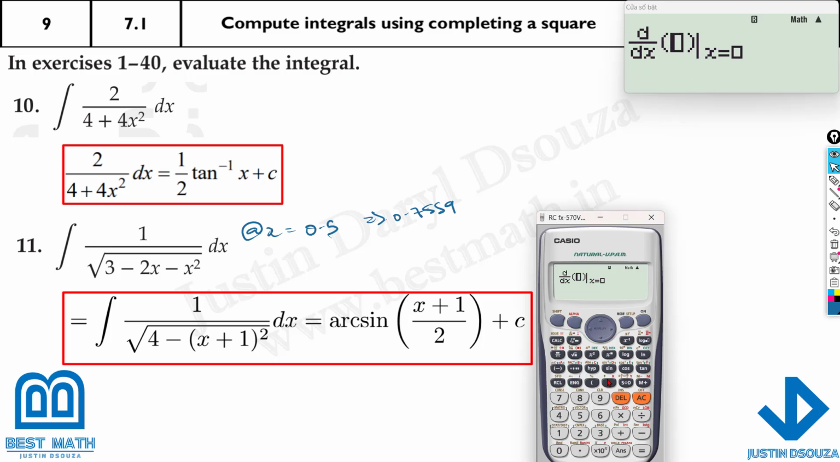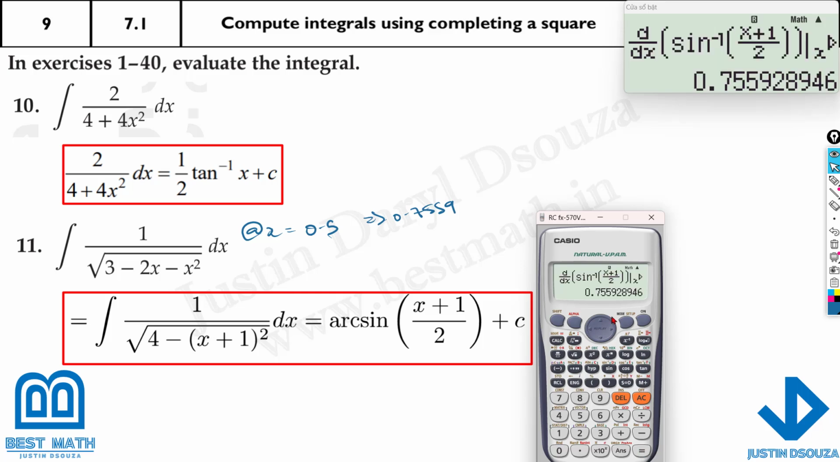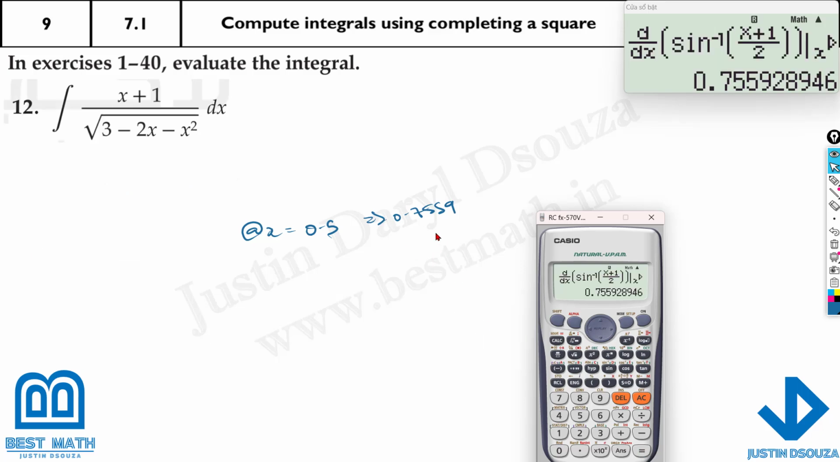Shift dy by dx and sine inverse of x plus 1 divided by 2. Close the bracket over here. Now very important, without closing you will get a syntax error. Now let me try at 2. You will get error, math error. Why? Because 2 is not possible. Now let's try 0.5. It should work and it matches. That's how we can easily solve these problems.